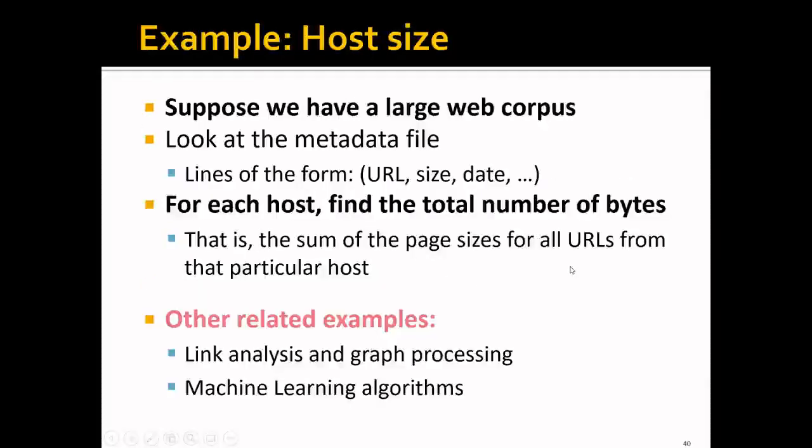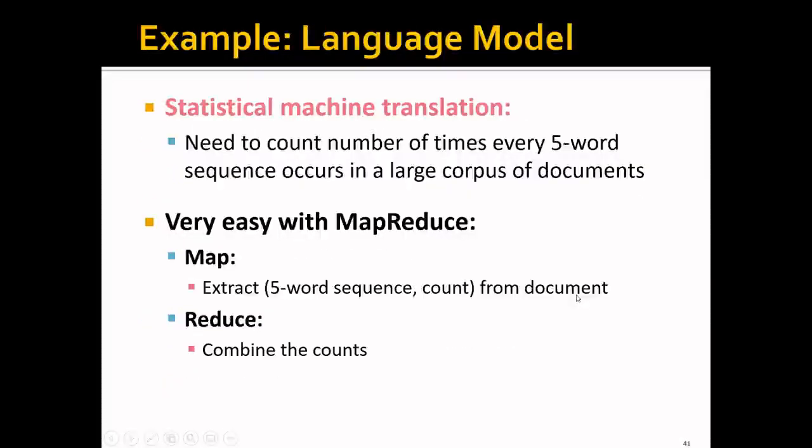Another example is actually related to the host size, which, for example, you might use as an intermediate result to further develop other MapReduce tasks for link analysis, graph processing, or any other machine learning algorithms related to graph or web mining. And another concrete example would be in the language model.